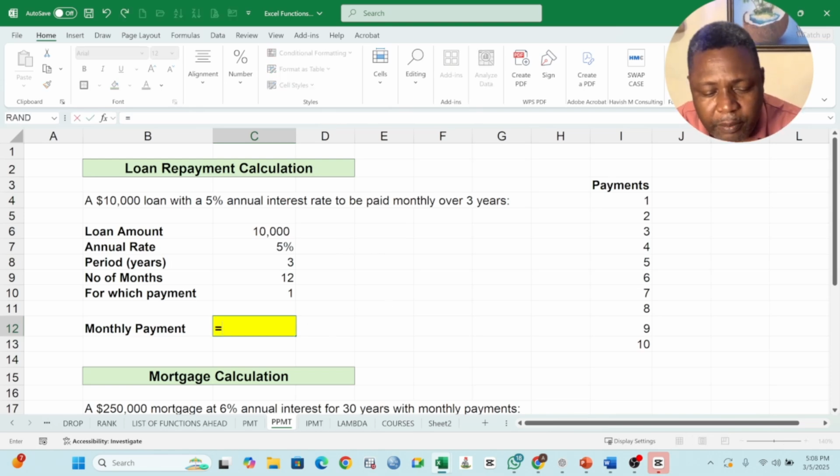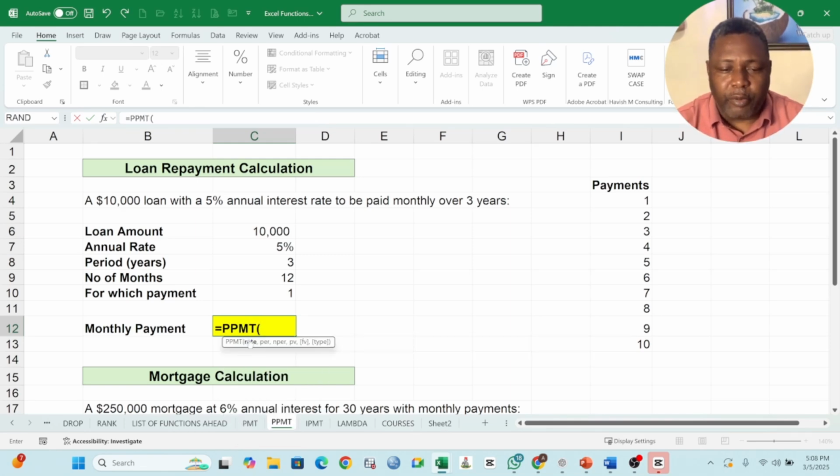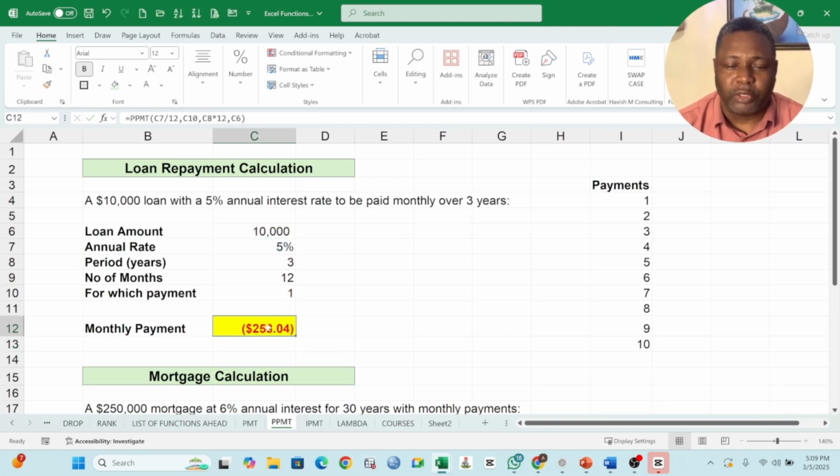So we go PPMT. Then you provide the rate. As usual, you divide by 12 because you are doing monthly payments. And then the period itself is that period of payment. Is it the first period? Is it the second? You just put the value. Then the number of periods is the 3 years multiplied by 12. And of course, our present value will be the loan amount. And then this is what you get.